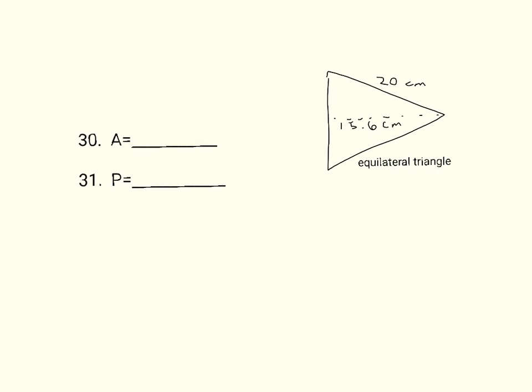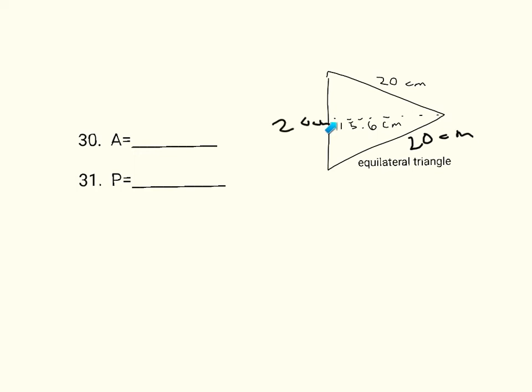You might look at number 30 and say, no way, I can't do it. I don't know the base. But wait, it's an equilateral triangle, which means all sides are the same, 20 centimeters.